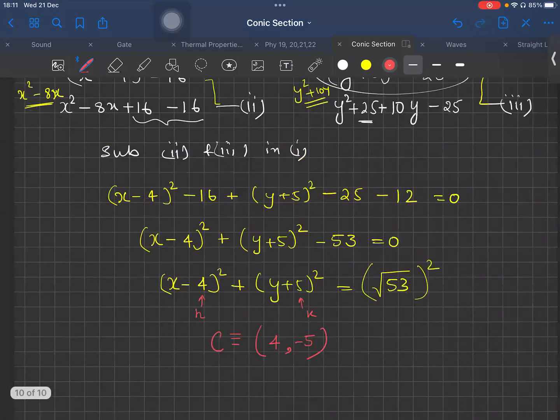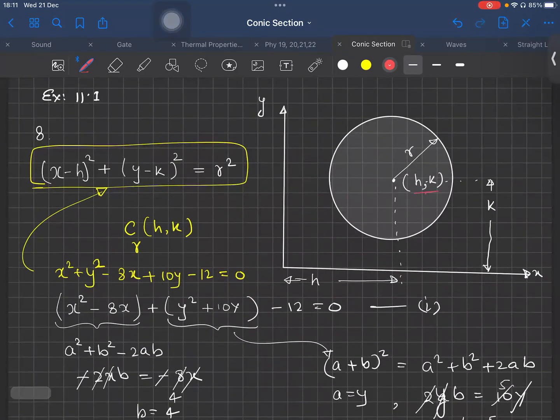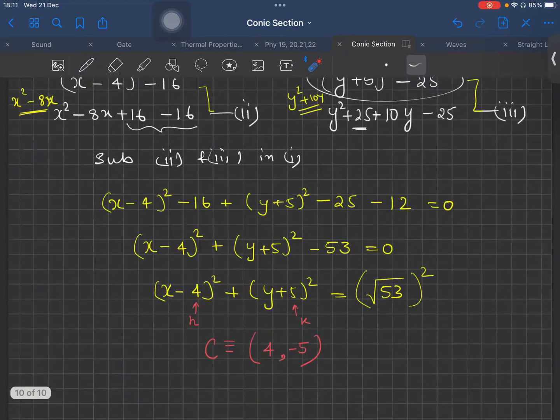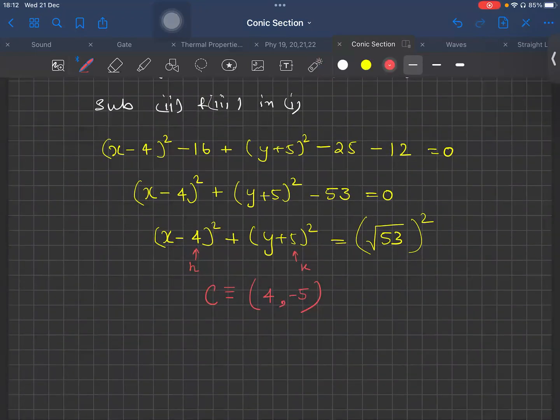Okay. See, the center is h comma k, and what we are writing is x minus h, y minus k. So you're subtracting. Understood why? You are writing minus h here, this whole together is minus h, and this whole together is minus k. Understood? Now tell me its radius. Radius will be how much? Root 53, sir.